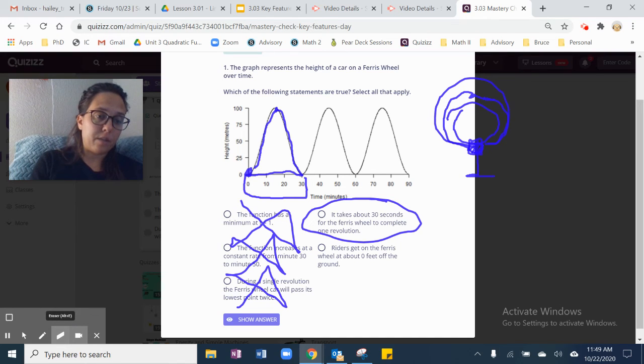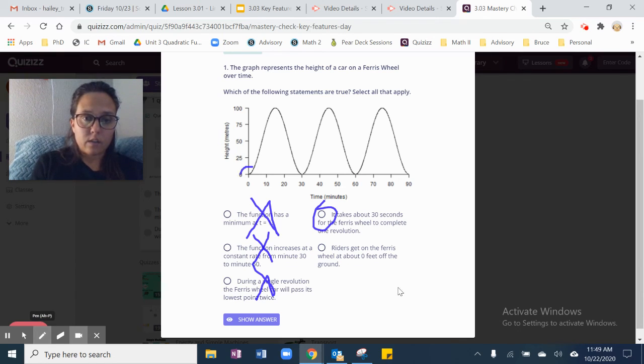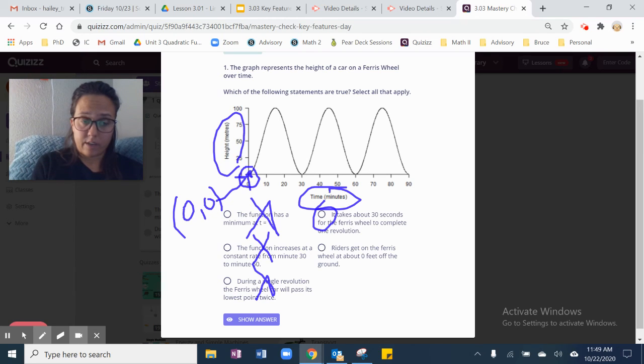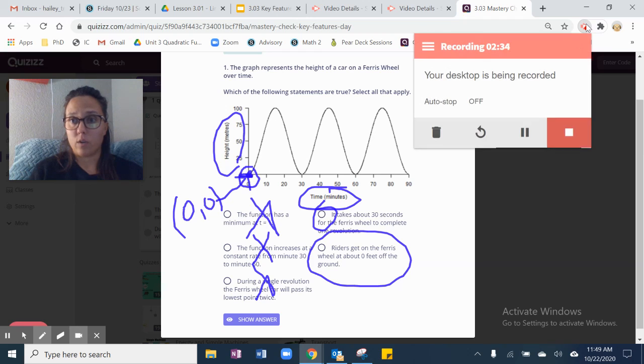Riders get on the Ferris wheel at about 0 feet off the ground. Let me erase this again because it's hard to see now. So no, no, no, yes. So yeah, it looks like riders are getting on it, right? We're at 0, 0, which means their height is 0 and their time is 0. They haven't started the ride yet. So then riders are definitely getting on the ride at 0 feet if the first starting point that we see aligns with 0 on the y-axis. So you should have chosen those two as your final responses.